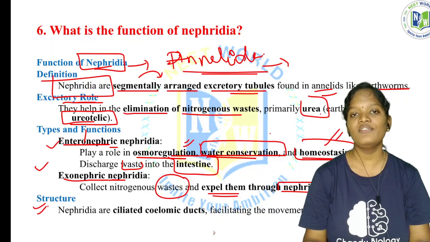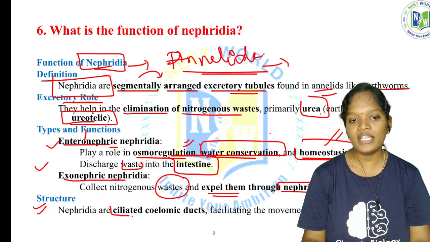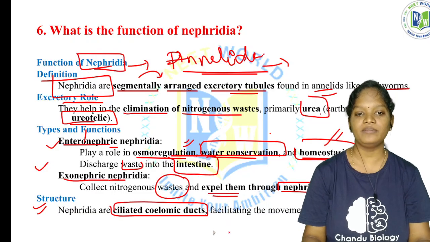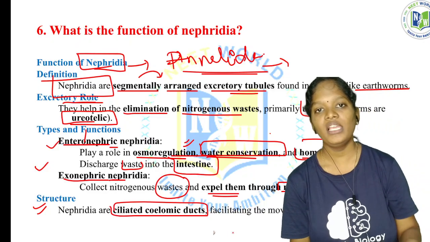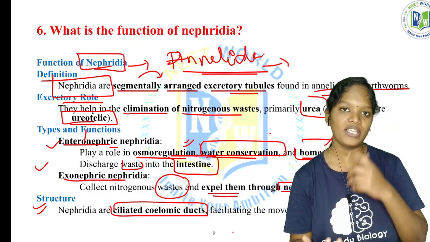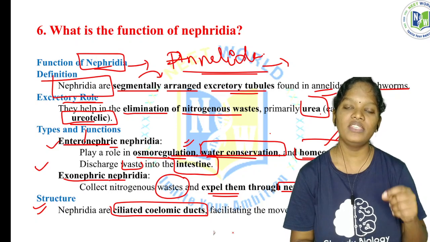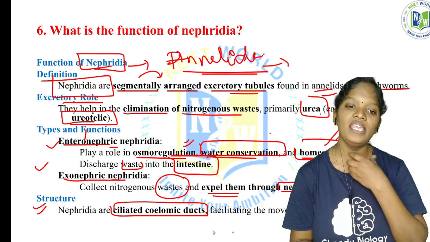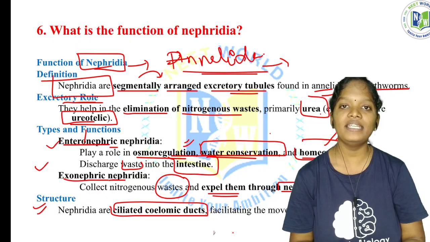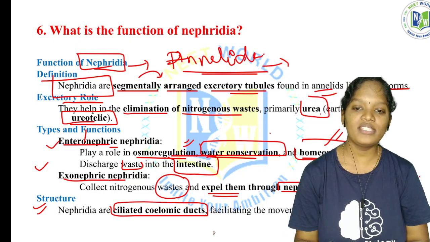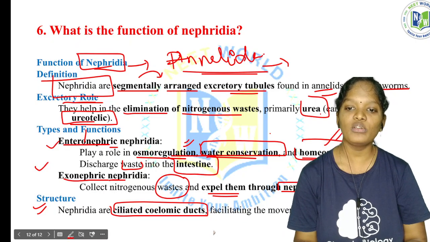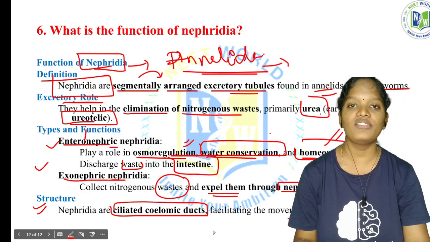How will the nephridia look? The nephridia are ciliated coelomic ducts. Again, this is related to the body cavity. There are a lot of small ducts present in the cavity, and that is why we call them coelomic ducts. If the duct has cilia, we call it a ciliated coelomic duct. So they facilitate the movement of the waste materials.